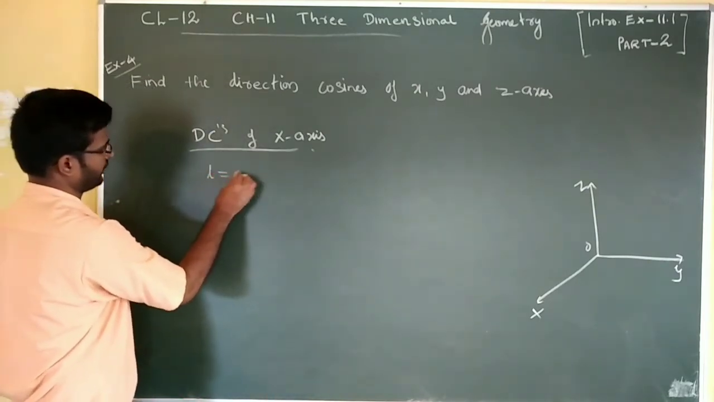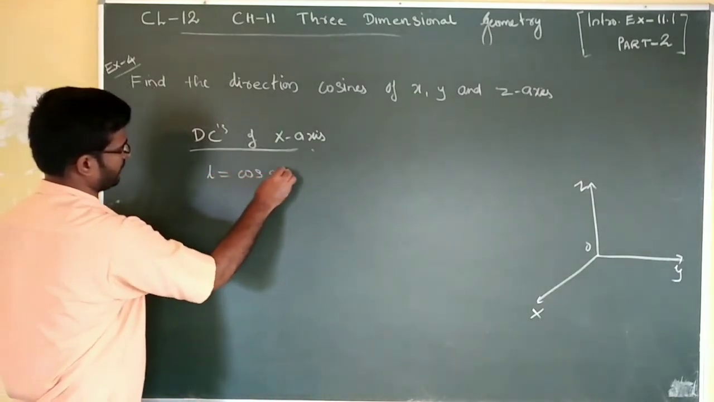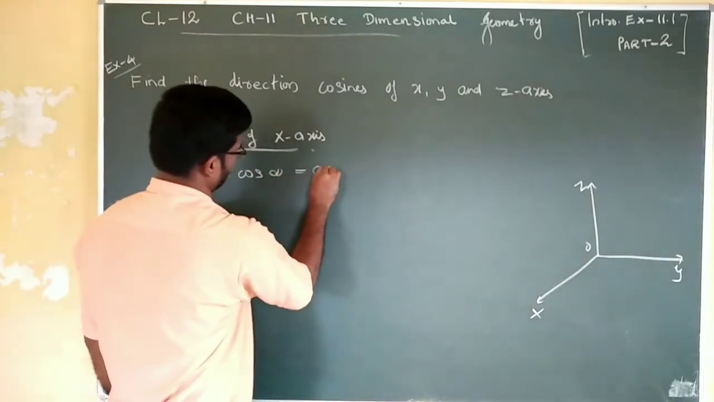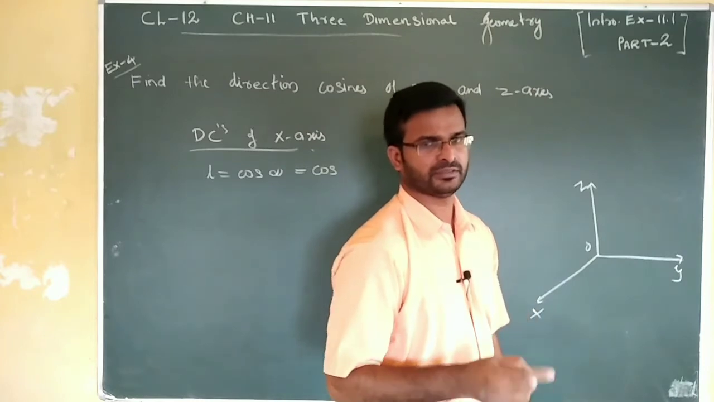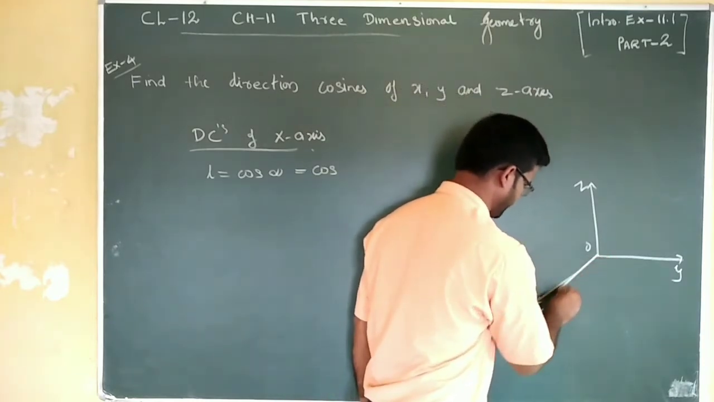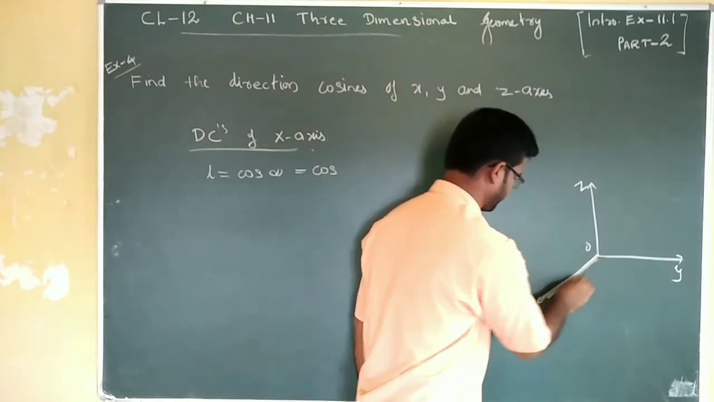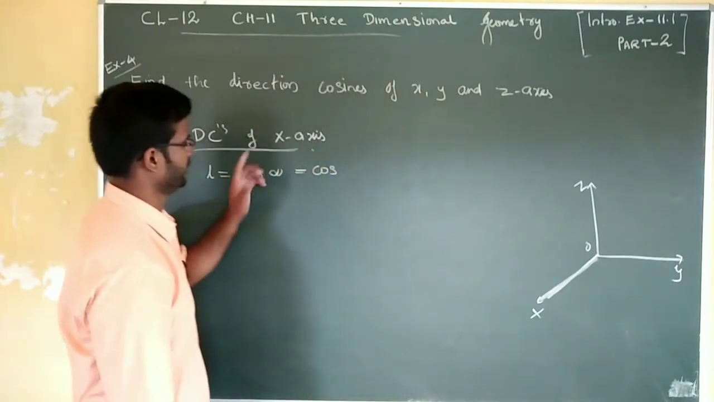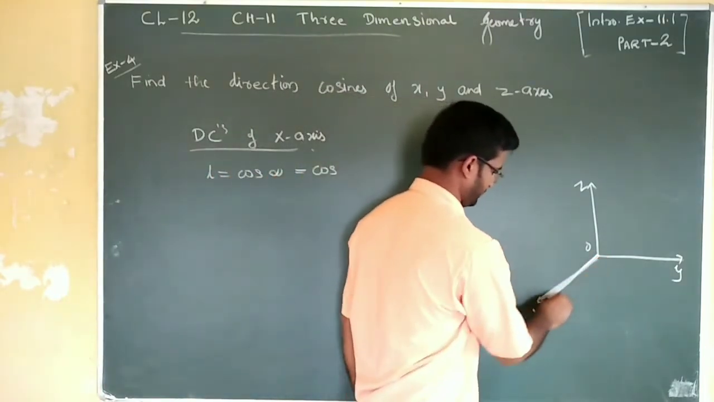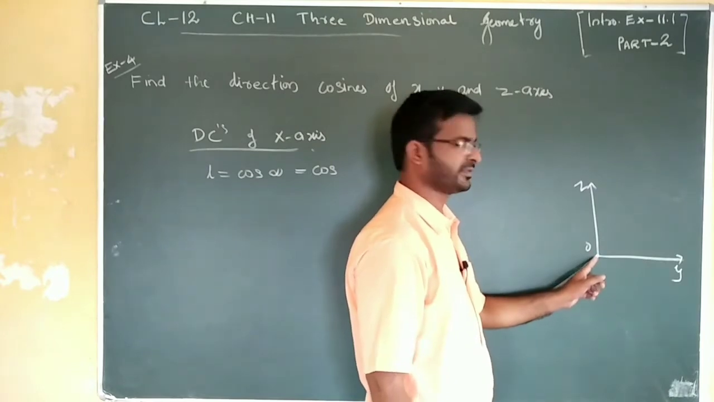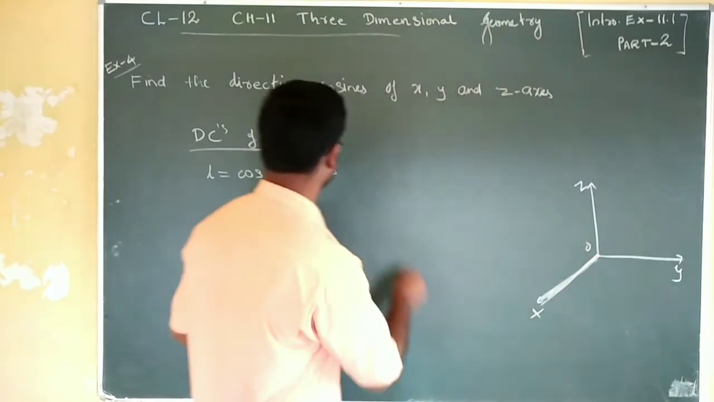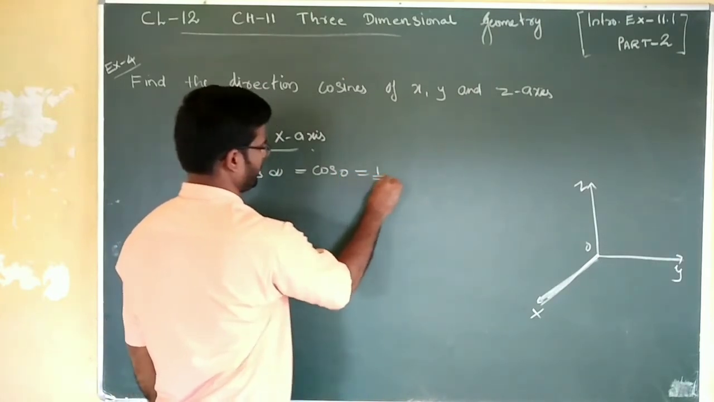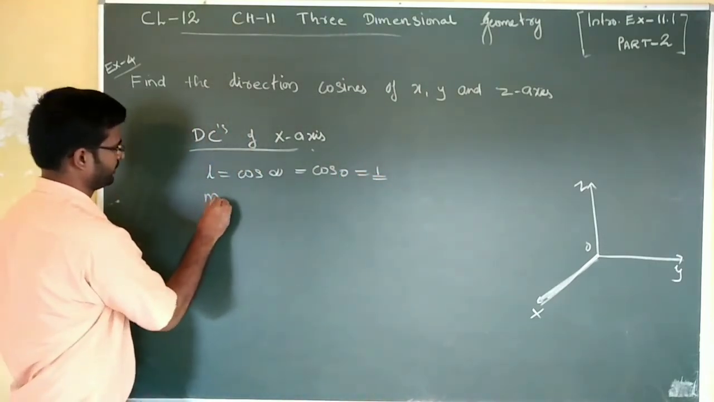That is l equal to cos alpha. Alpha means the angle between the x-axis and our line. We will consider this line, which is the x-axis. We need the direction cosines of the x-axis. The angle between x-axis and x-axis will be 0, one straight line only, isn't it? Cos 0 is 1. Then m.